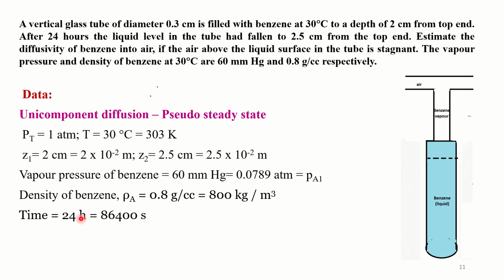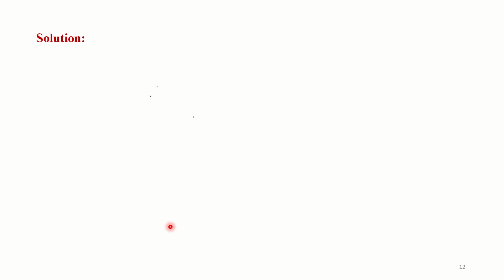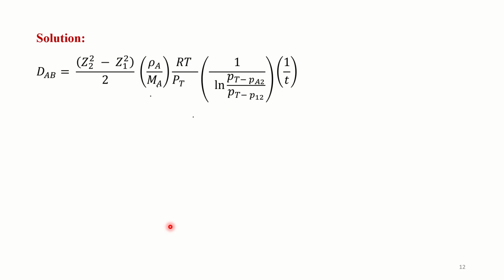Then time taken is 24 hours. So convert that in terms of seconds, 24 multiplied by 3600. Then diffusivity is the data you have to calculate. So we'll move on to the solution. Write the formula for calculating diffusivity: Z2 square minus Z1 square by 2, rho A by MA, RT by PT, 1 divided by ln of PT minus PA2 by PT minus PA1, into 1 by T.